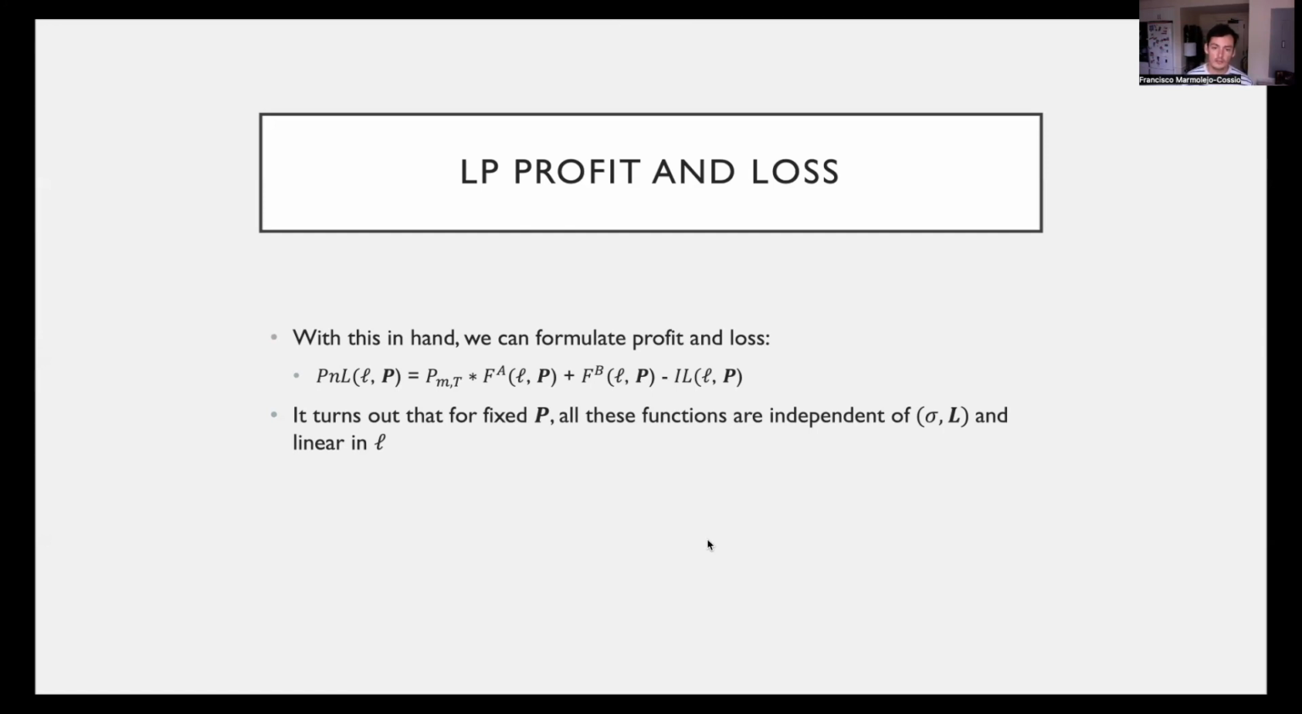at the end of the time horizon. And the interesting result is that if you fix the contract market price sequence over the time horizon, these functions are all independent of other liquidity providers, and they're linear in the liquidity allocation that the LP has. And so let's take a moment to think about that.